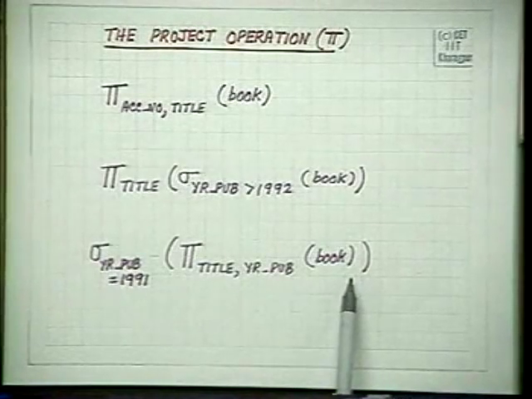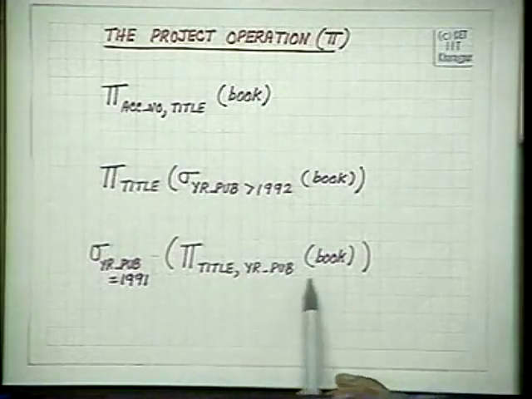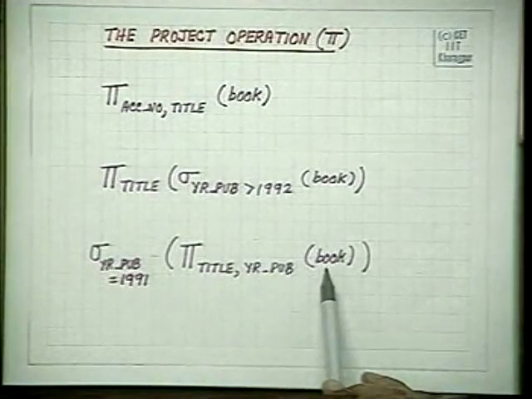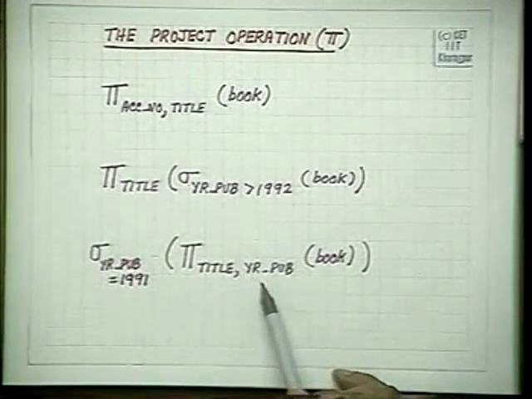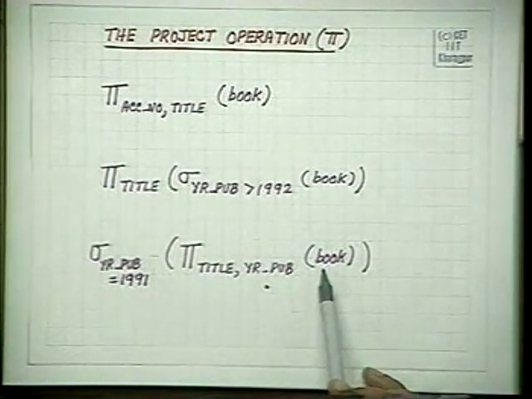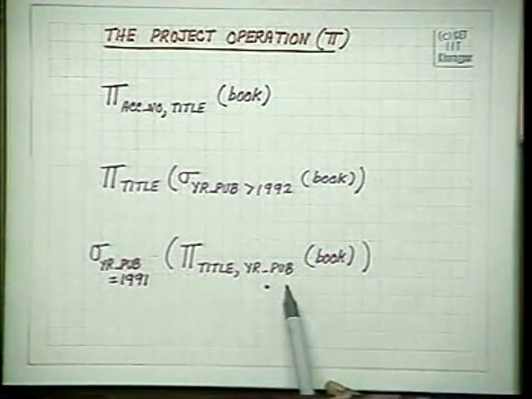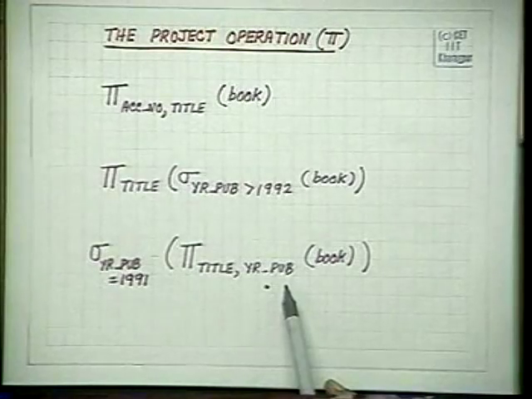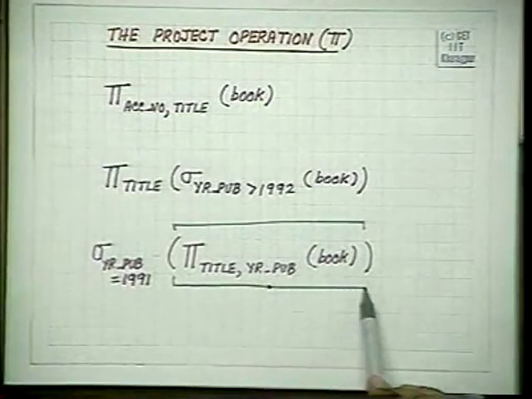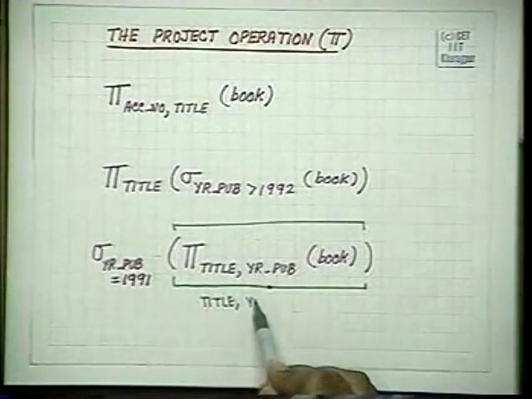In this one, on the other hand, it does a project first and a select later on. So it projects out only the title and the year of publication attributes of a particular book. So it will list out the title and year of publication of all books in this part of the query. And this relation which is returned will have only two attributes: title and year of publication.